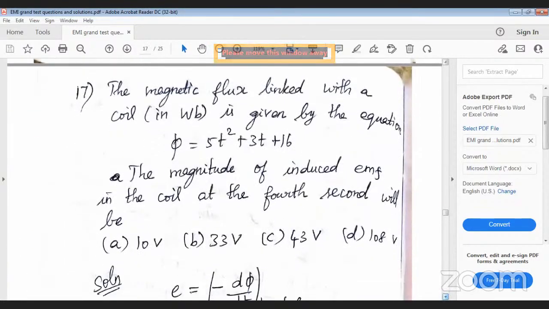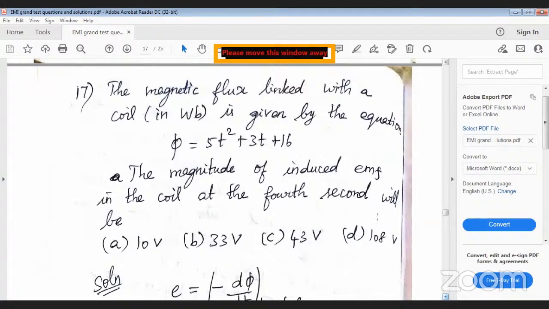So the next question is: the magnetic flux linked with a coil in Weber is given by the equation phi equal to 5t squared plus 3t plus 16. The magnitude of induced EMF in the coil at the 4th second will be. So they have given the phi value. You need to find out the induced EMF at the 4th second. That means at t equal to 4 seconds, you need to find out the induced EMF.